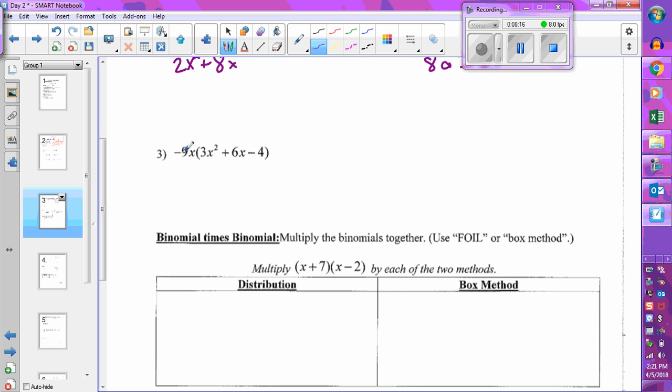Here we have a negative 9x, and we're going to distribute that negative 9x all the way across the board. So a negative 9x times a 3x to the second degree is going to be a negative 27x to the third degree.